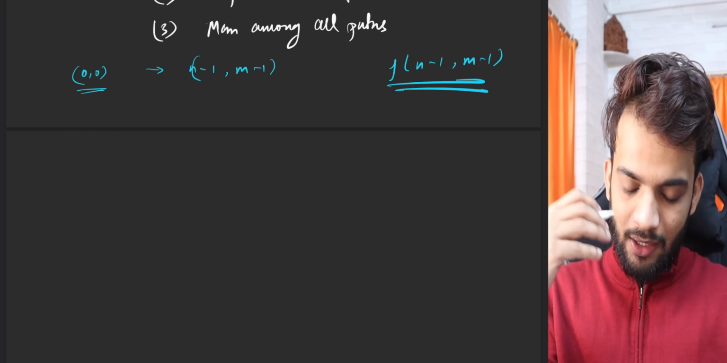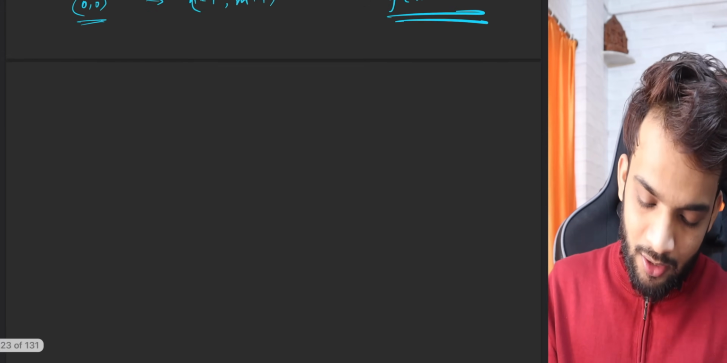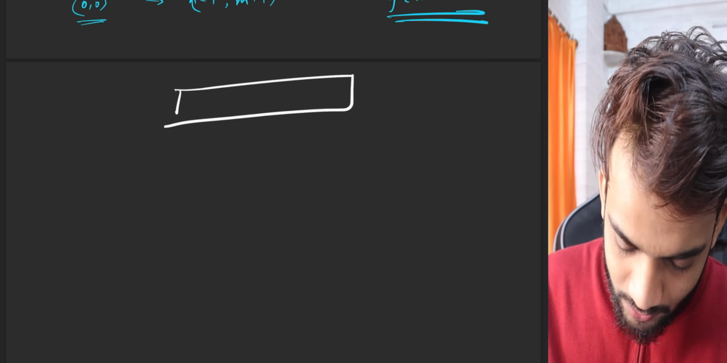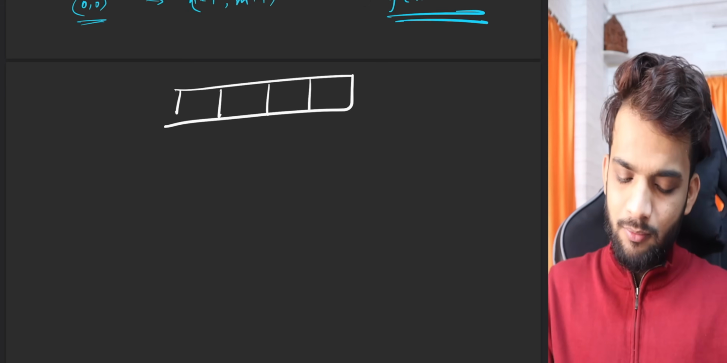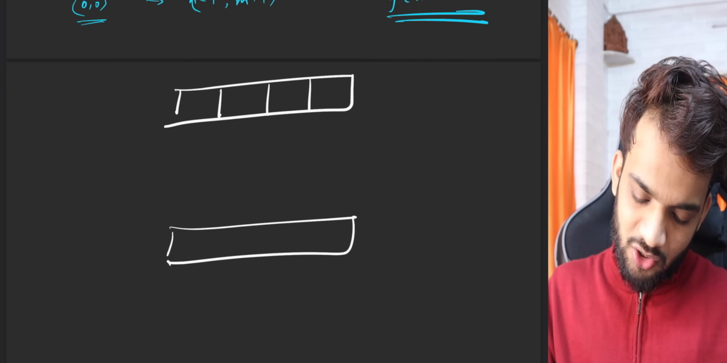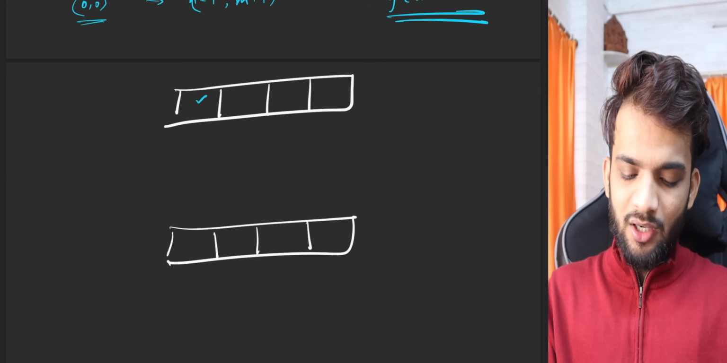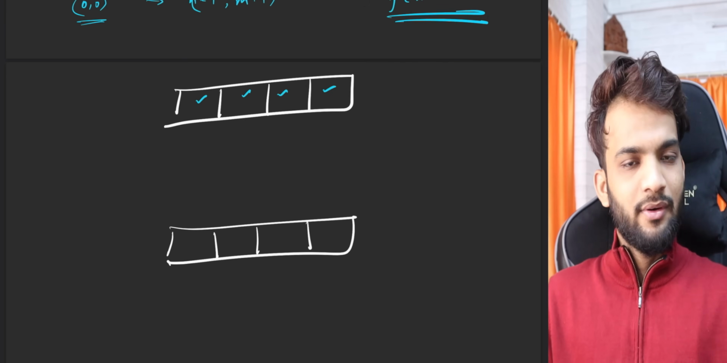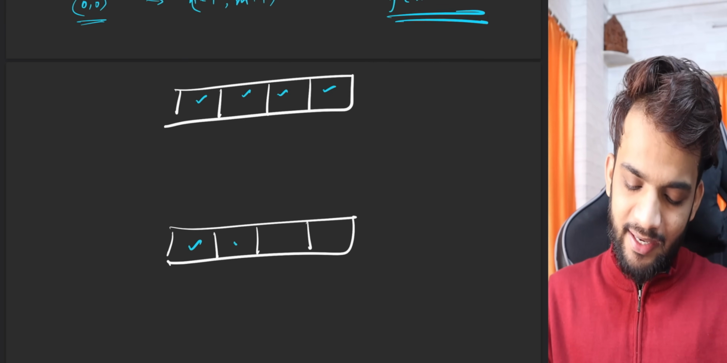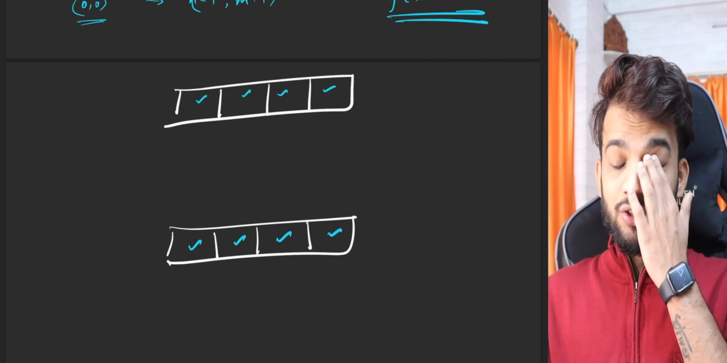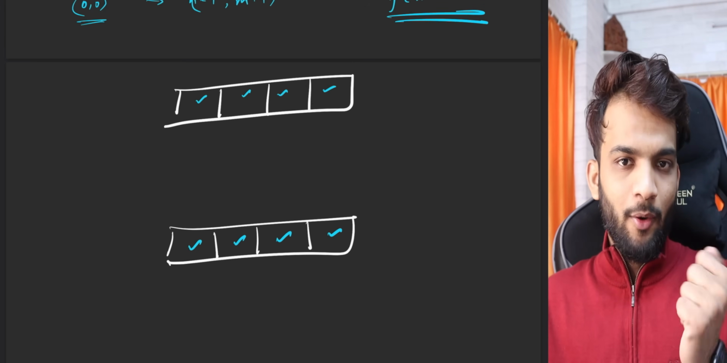So we need to think. This is the first row. Assume there are four columns, and this is the last row. I can start from here, here, here, or here. Or I can end here, here, here, or here. So there can be a lot of options.